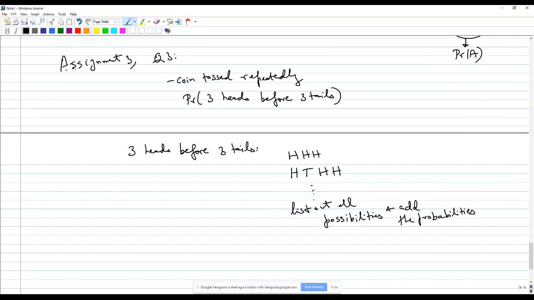If you do that, you will answer this question. I'm not going to give you a more detailed solution than this. You list out all the possibilities where 3 heads will come before 3 tails can come, and then simply add the probability. Each of these will have a probability, so it's P cubed, this is P cubed into 1 minus P, etc. You add up all those things, you'll finally get an answer.